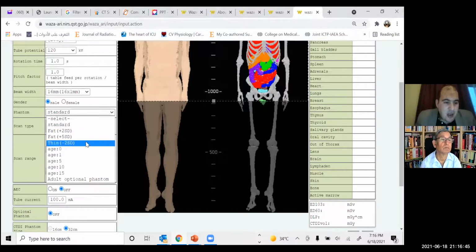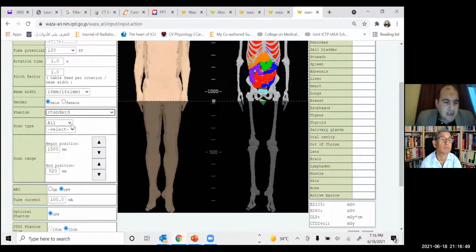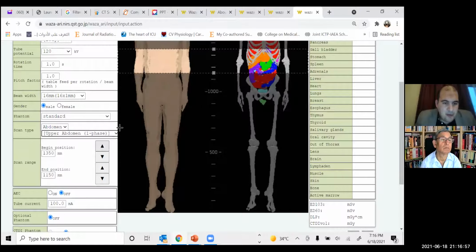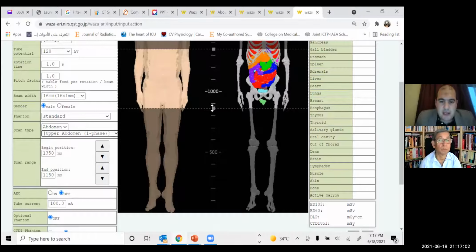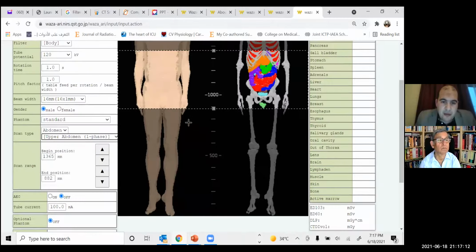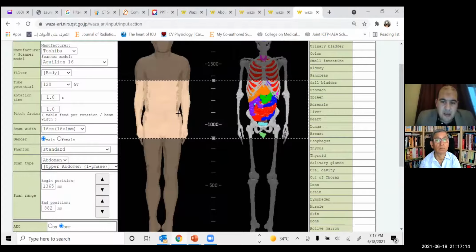After that, you can select the age or the phantom, I will select standard, okay? And you will select the scan type, abdomen, okay? Upper abdomen, this one. And you can use this easily to increase the length of scan, okay? And also here you can select the CTDI phantom size, 32. I'll select 32 because I'm using the CT body phantom, okay?